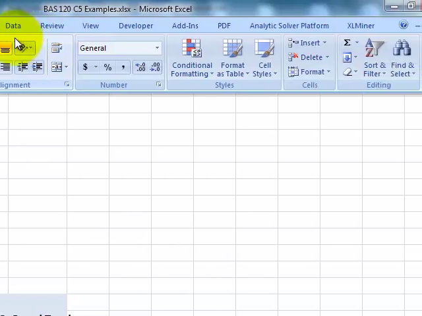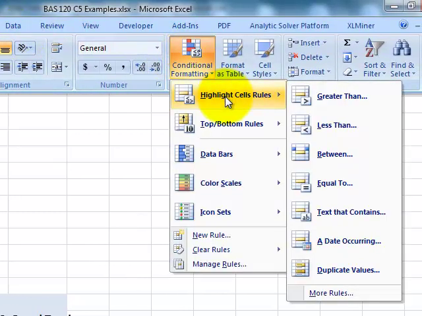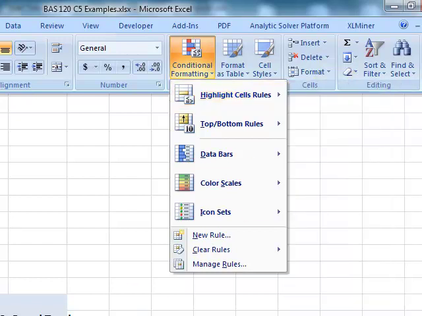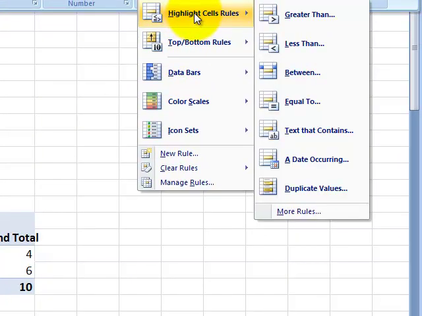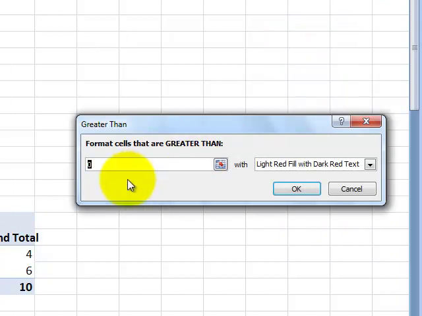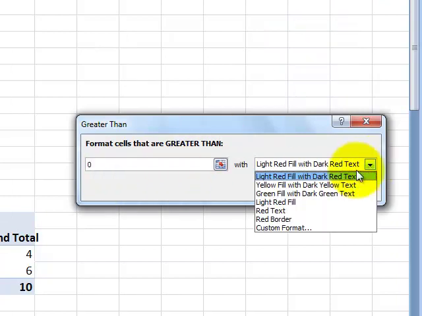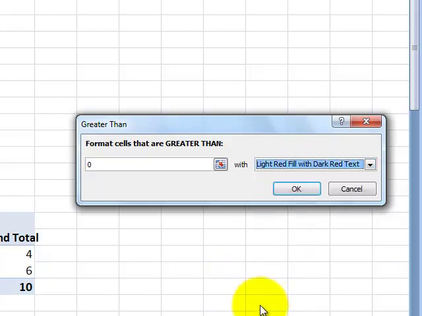If you go up to conditional formatting, you can highlight cells if they're greater than. So I highlighted all the cells that were greater than 50%, and all the ones that were less than 10% I put in red. So you just say highlight greater than, put in whatever you want, and you drop down. You can make it green, light red, yellow, whatever you want.